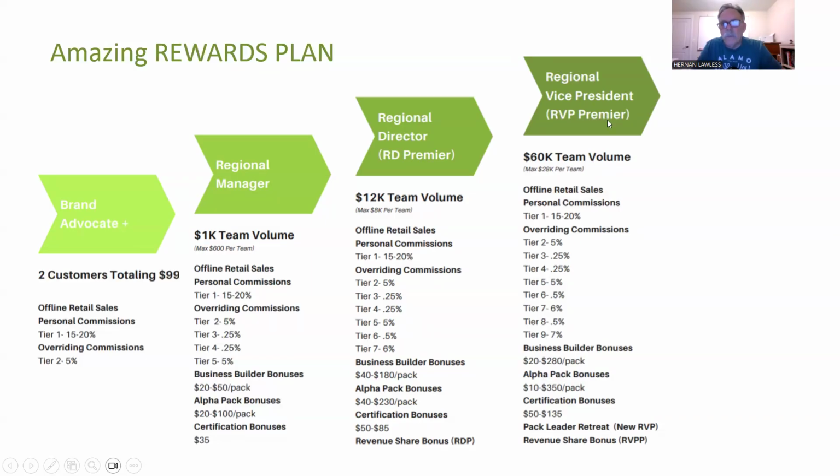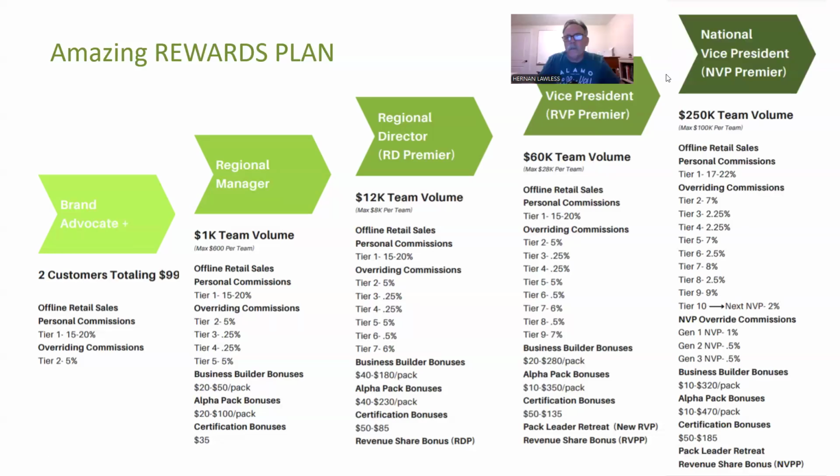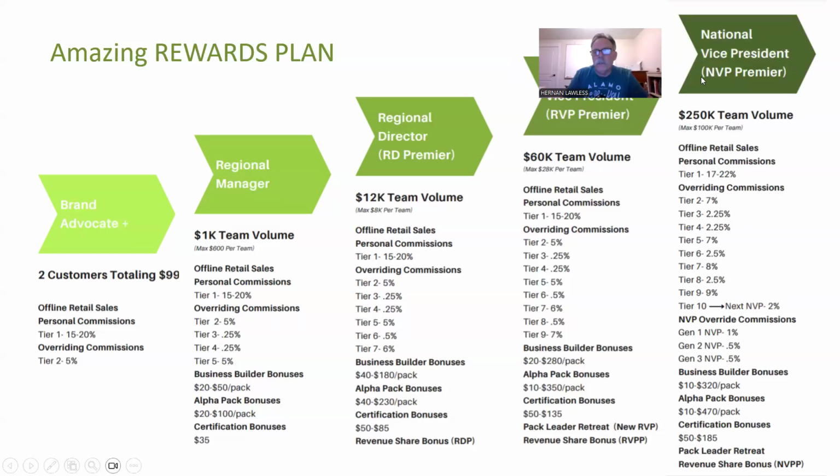Now, this level could potentially provide a full-time income for two. So if the husband and wife are working, this could be equal to what they're making full time. And then the next level is national vice president premier. That's at 250,000 in volume. The national vice president is all the packs, all the customer volume, all of it. And then the national vice president premier is just all the volume excluding the packs.